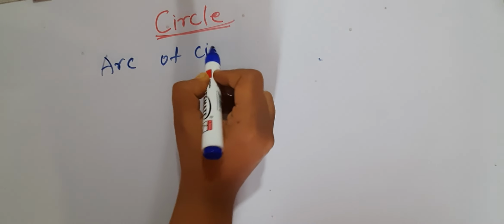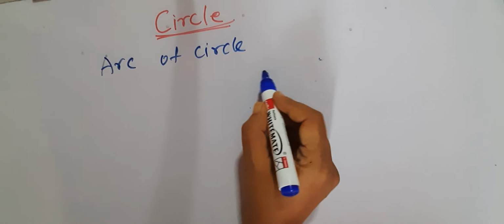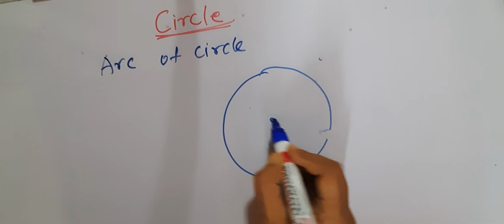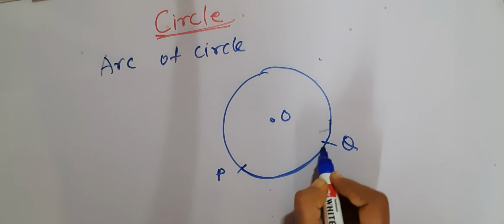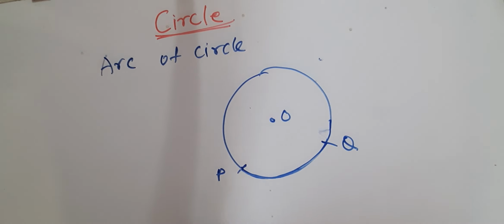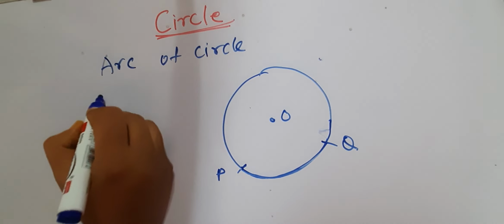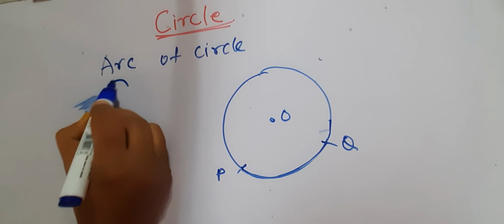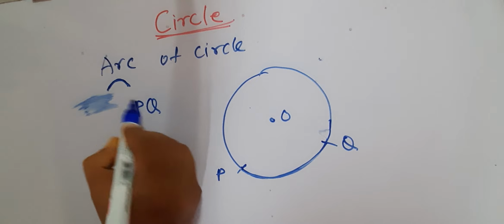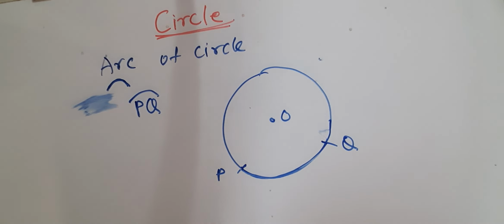Arc of a circle. Suppose we have a circle with center O, and we have points P and Q. An arc is a part of a circle. For this circle, this part between P and Q is a part of the circle. So an arc is nothing but a part of a circle, and with this sign we represent an arc. Here it will be shown as arc PQ. So in this case PQ is the arc of the circle.